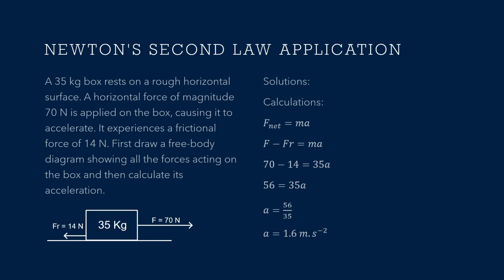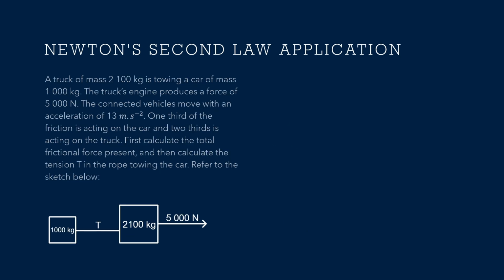Now let's take a look at another example, a little bit more complex one. It states that a truck of mass 2,100 kilograms is towing a car of mass 1,000 kilograms. The truck's engine produces a force of 5,000 newtons. The connected vehicles move with an acceleration of 1.3 meters per second squared. 1/3 of the friction is acting on the car and 2/3 of the friction is acting on the truck. First, calculate the total frictional force present and then calculate the tension in the rope towing the car. Refer to the sketch below, and there is the sketch.